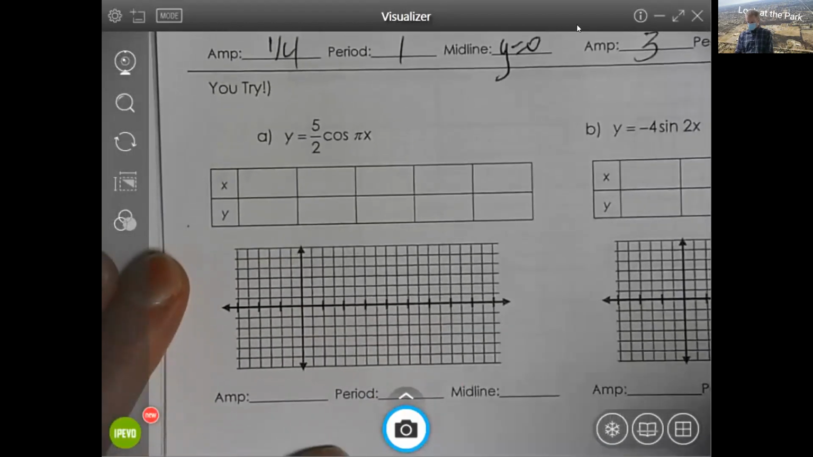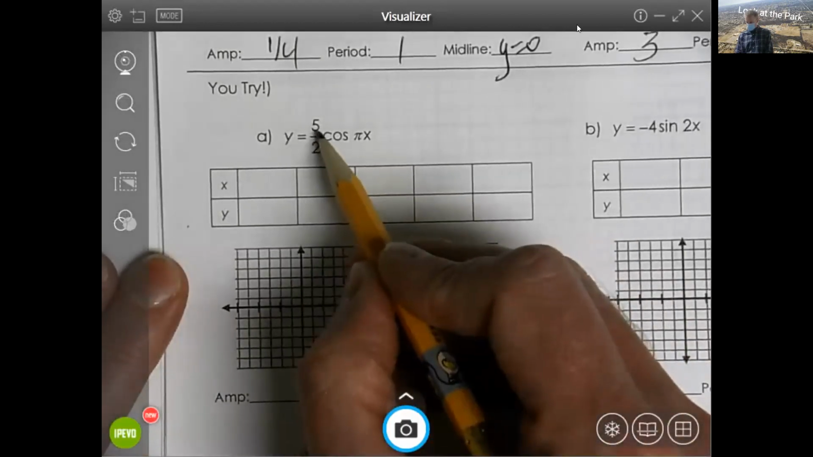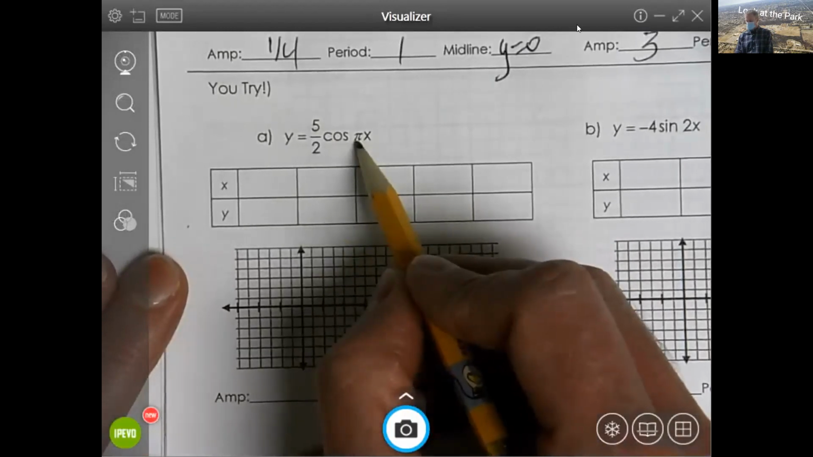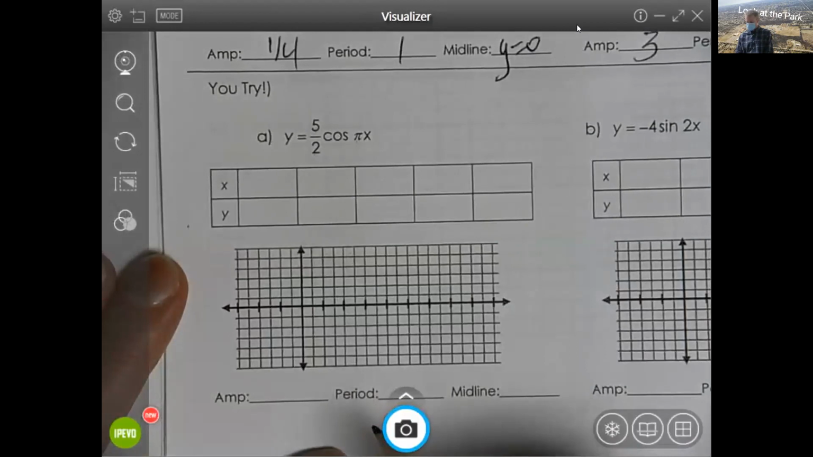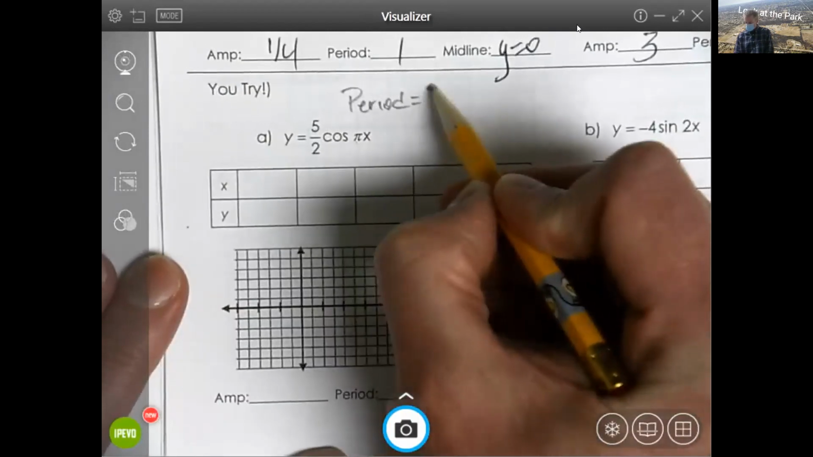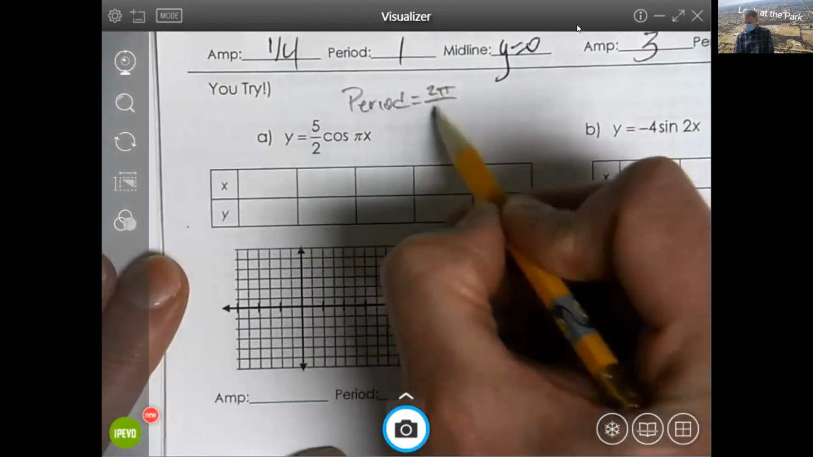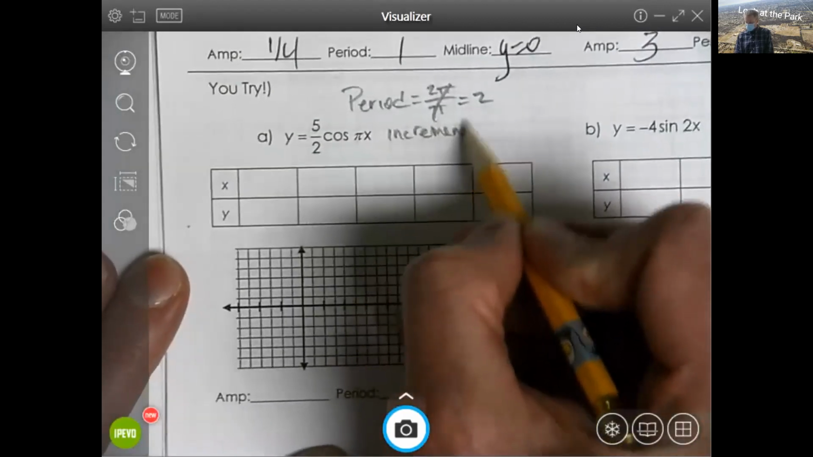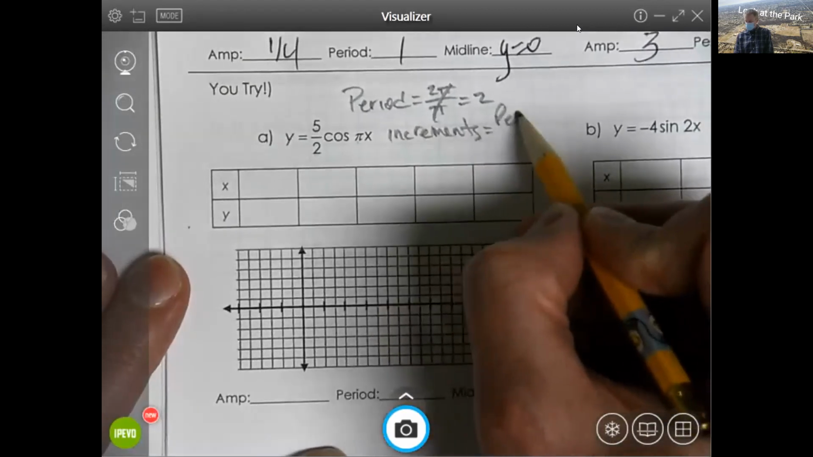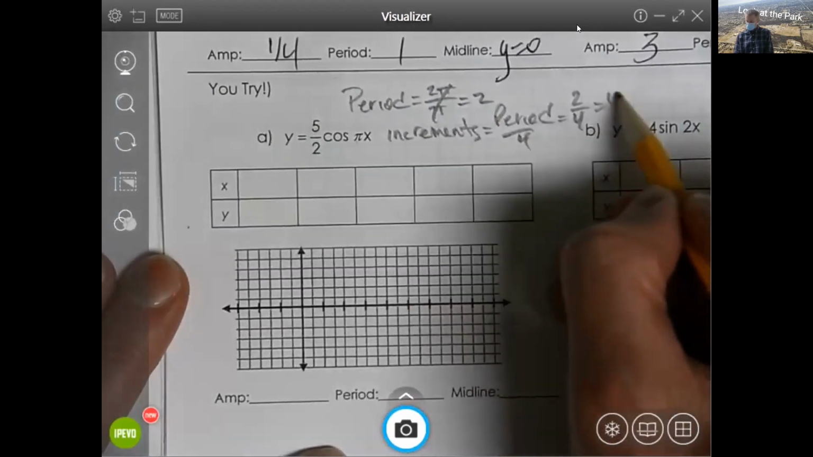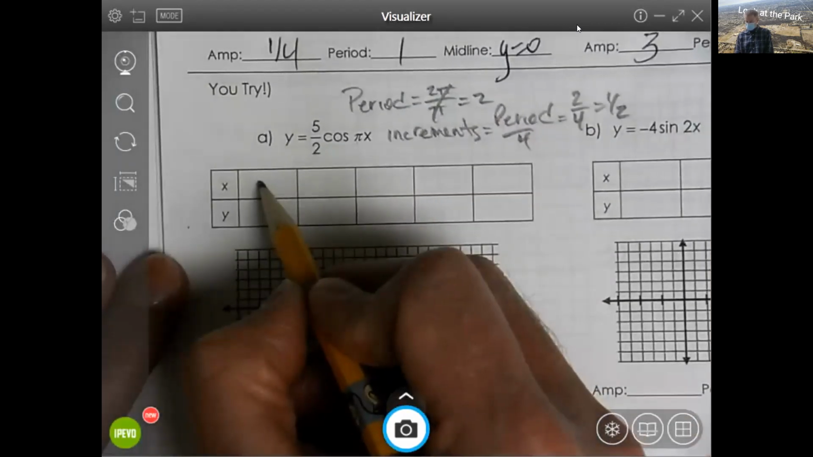Going down to our next one. We see that we have a stretch because 5/2 is bigger than 1. And we have a b value of pi. So our period is 2 pi divided by b. So we have 2. Our increment, remember we've talked about doing it period divided by 4. So your period is 2 divided by 4. So we're going to go by halves. So that means we're going to do 0.